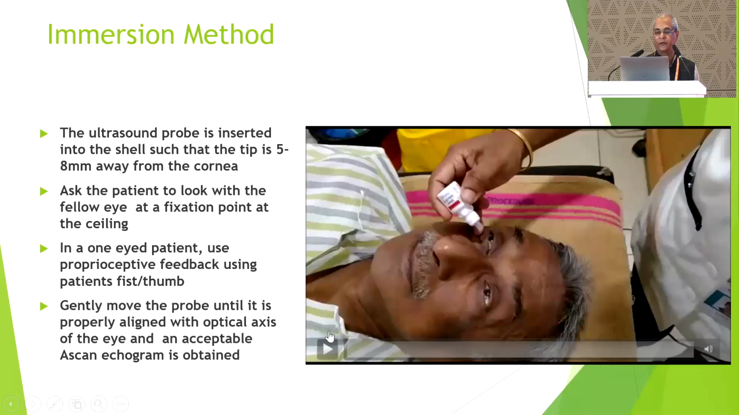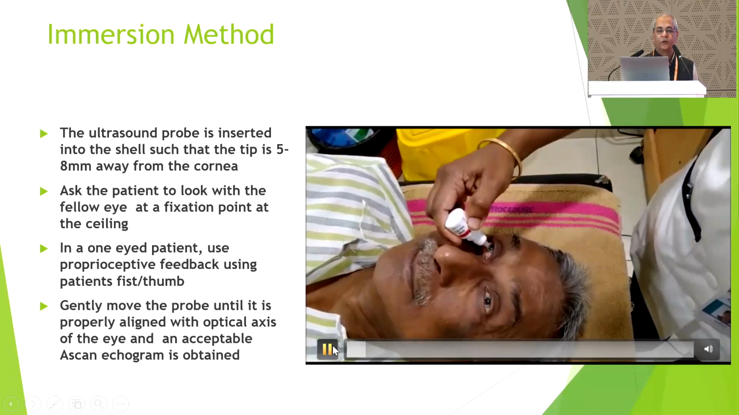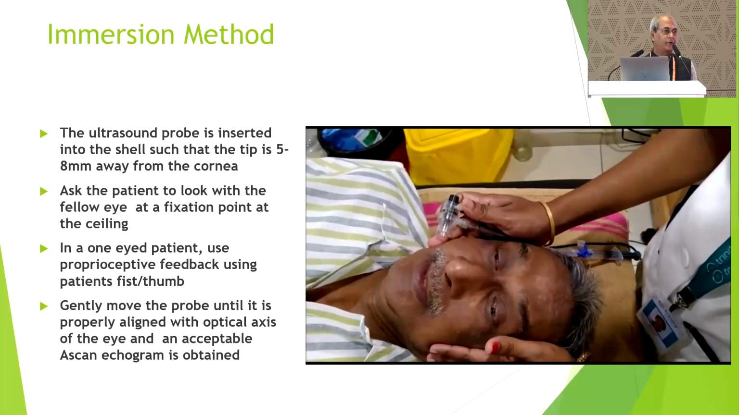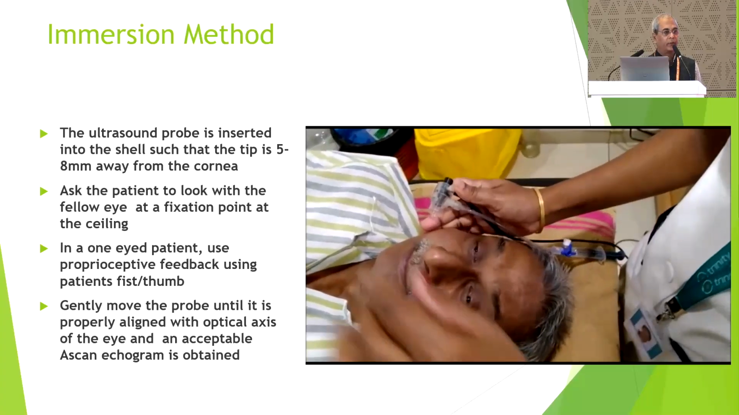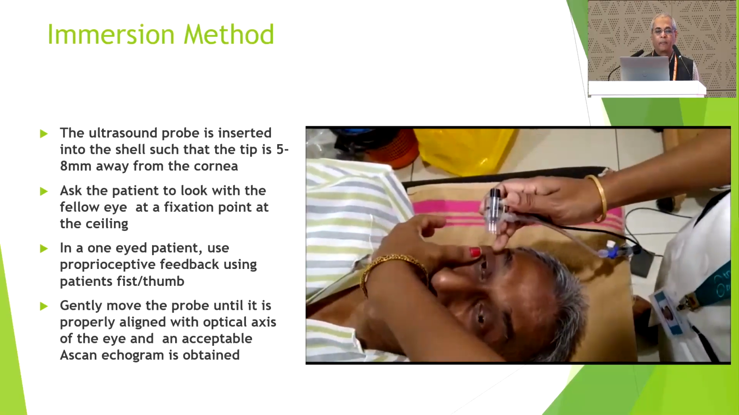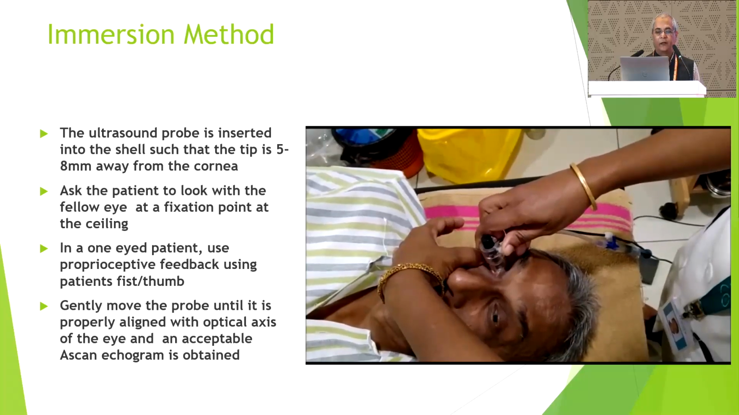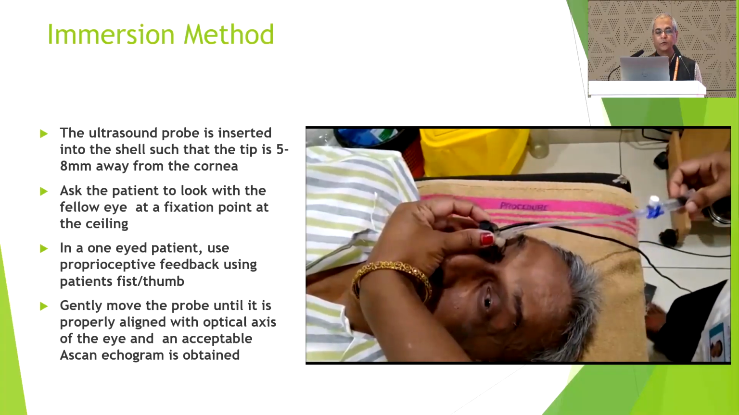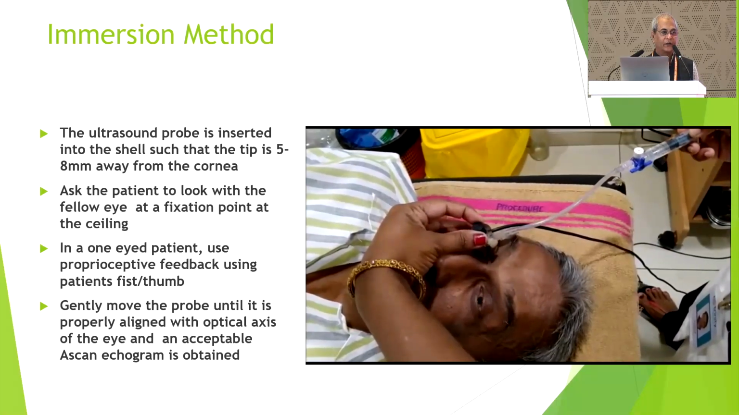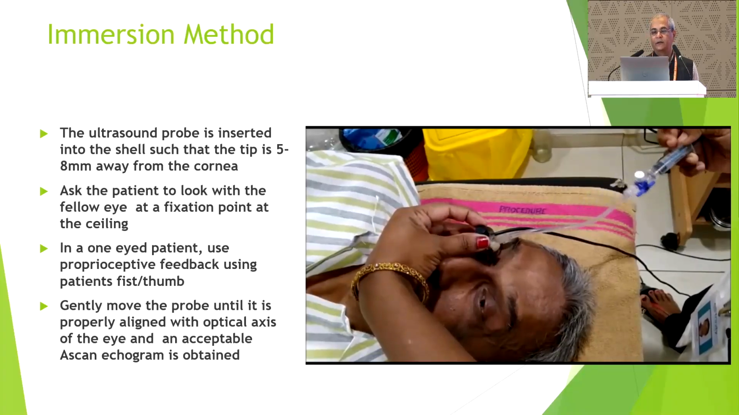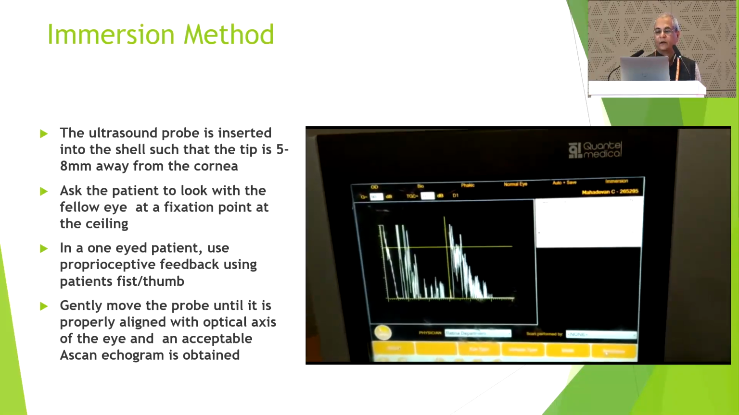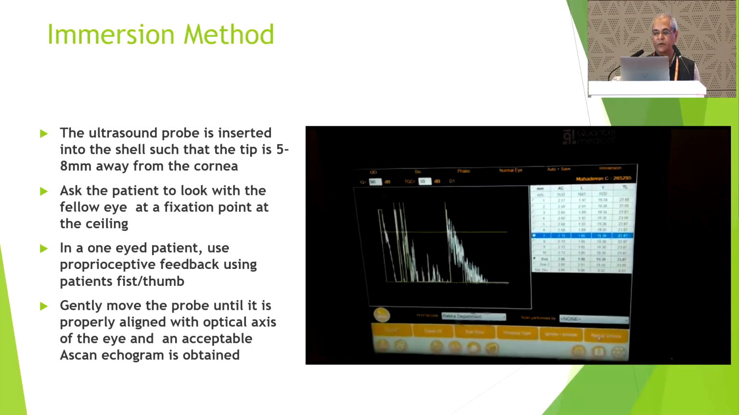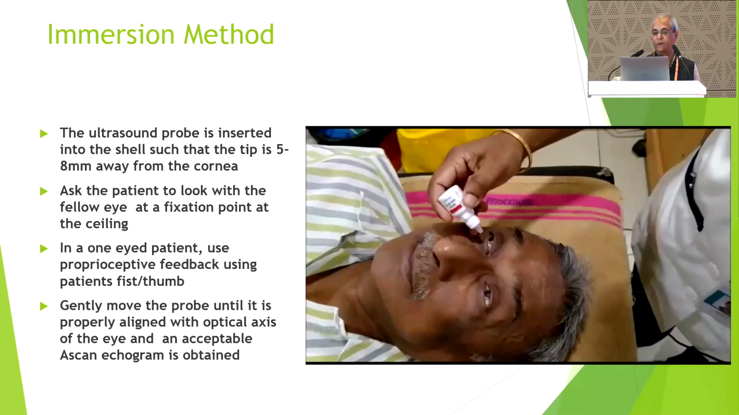This is a small video showing the immersion, how to do it. The ultrasound probe is inserted into the shell such that the tip is almost 5 to 8 millimeters away, so there is no compression or fluid interface in between. Ask the patient to look straight with the fellow eye to fix at a distant point. If the patient is one-eyed, you can ask him to look at the thumb and gently move the probe so that it is aligned properly to the macula. And the machine will start taking the reading. And then you can select the most common reading we are getting.